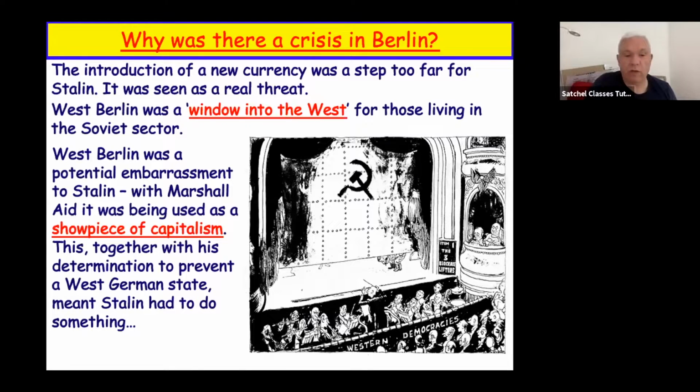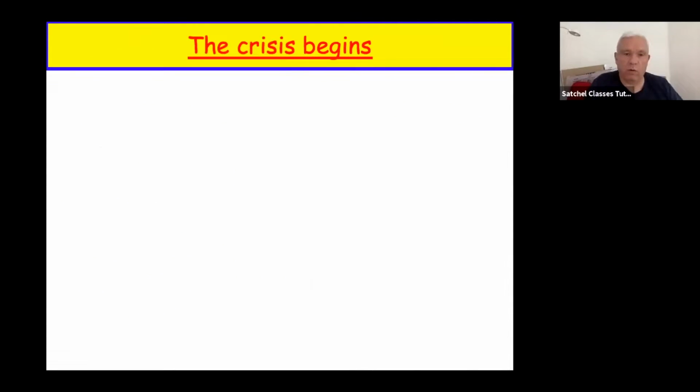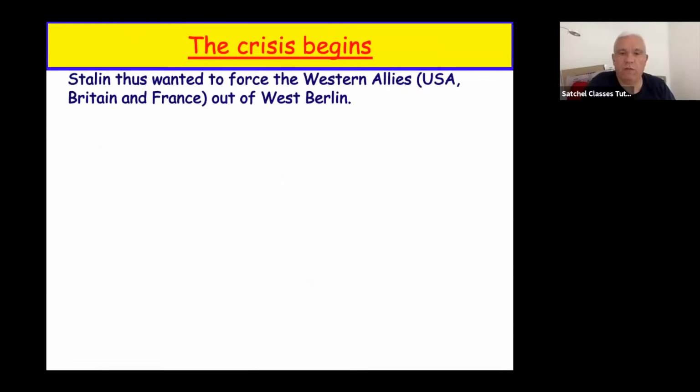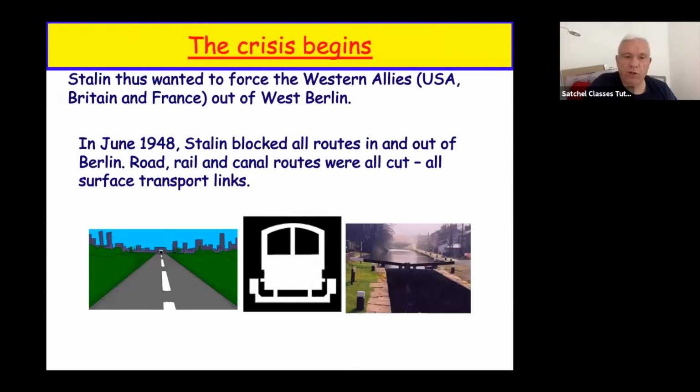This, together with his determination to prevent a West German state, meant Stalin had to do something. Okay, so what did he do? Stalin wanted to force the Western allies, USA, Britain, France, out of West Berlin. He wanted them to leave. So in June 1948, Stalin blocked all routes in and out of Berlin. Road and rail routes were all cut off, all surface transport links were also cut.